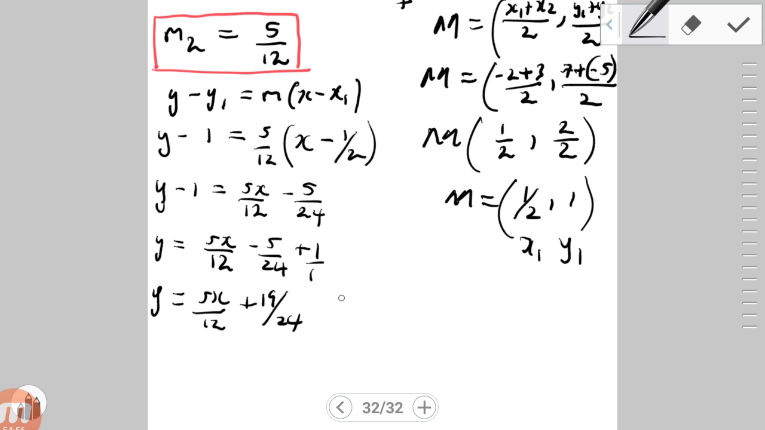If you wanted this in the standard form, then we simply multiply both sides by 24. So we have 24y, and when you multiply this by 24, you're going to find that this is equal to 10x, and when you multiply this by 24, you end up with 19. So naturally now, our equation is going to be minus 10x plus 24y minus 19 equals 0. That's going to be the equation of the perpendicular line in the standard form.